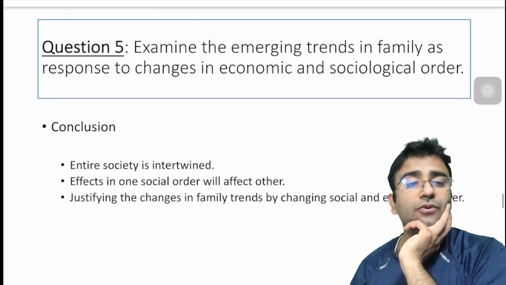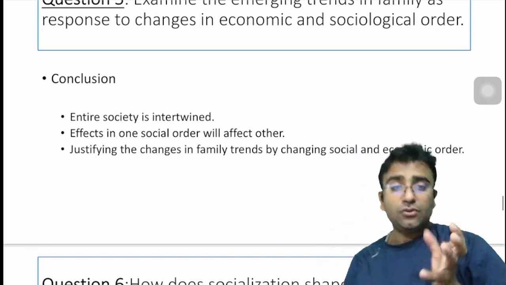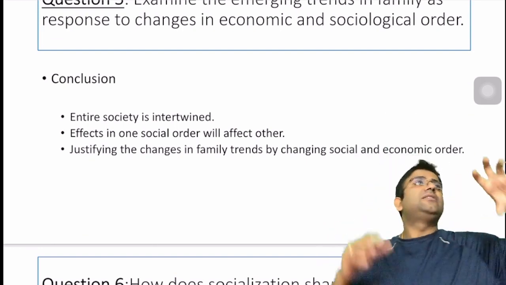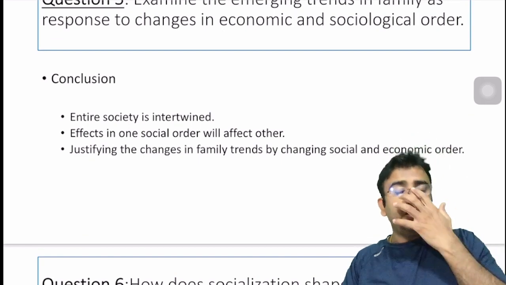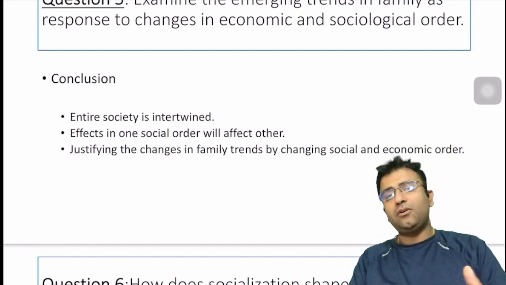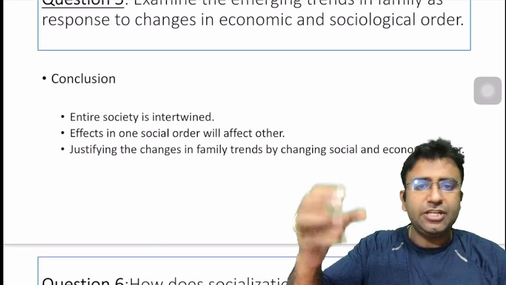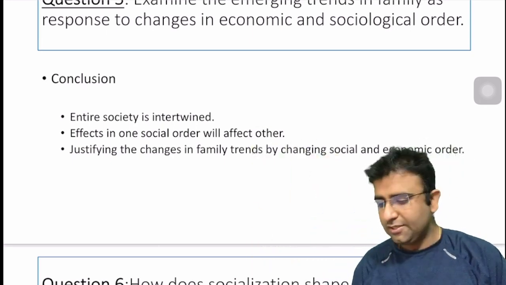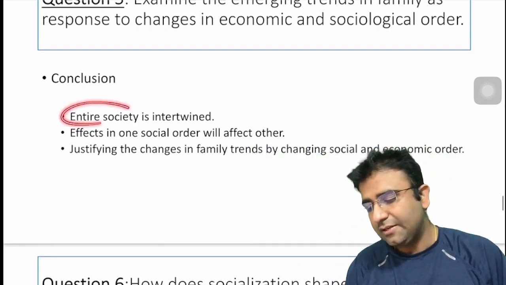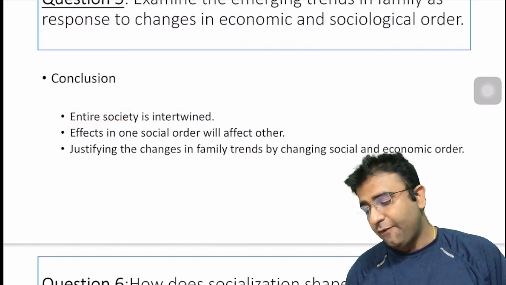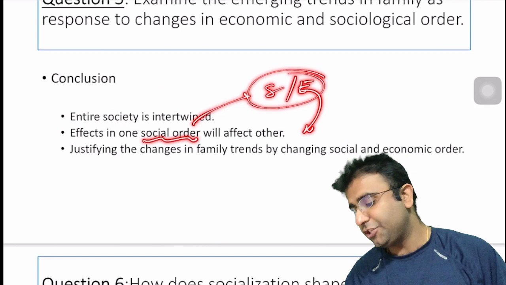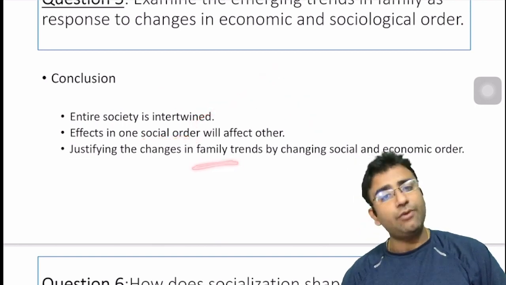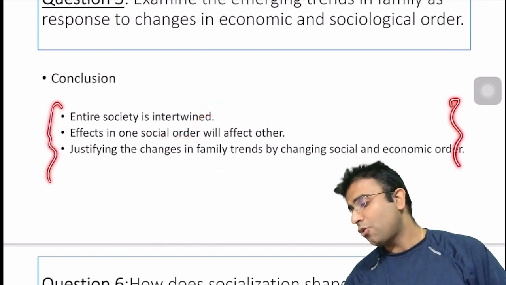Then in the conclusion, you can say that the society is not having its individual parts separate from each other. Rather, the effect on one part of the society is a result of the changes in the other component. And this we can say by saying that the entire society is intertwined. Effects in one social order, such as the social and economic conditions, will directly change other social orders, such as family. And this is how you can conclude.